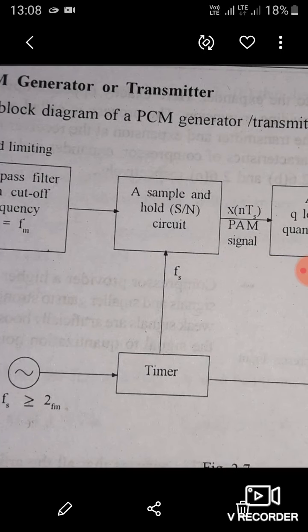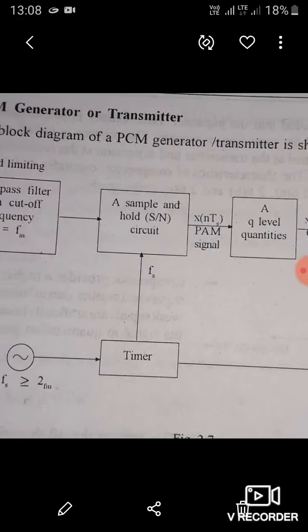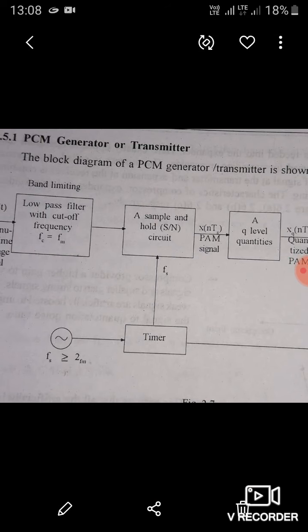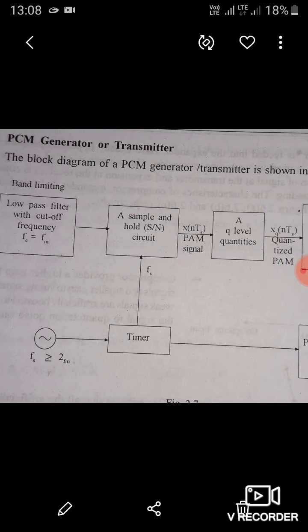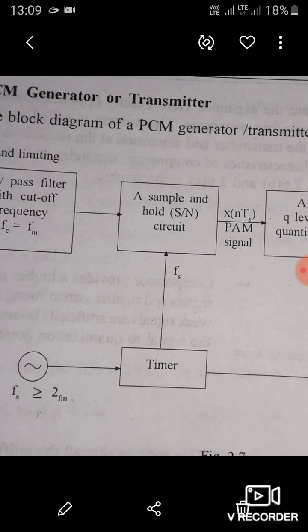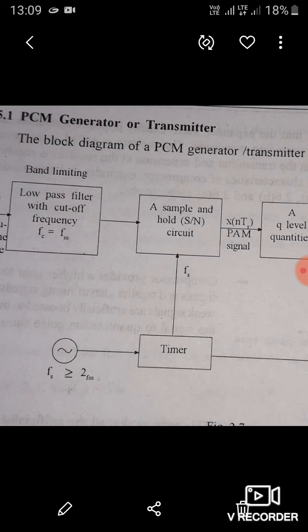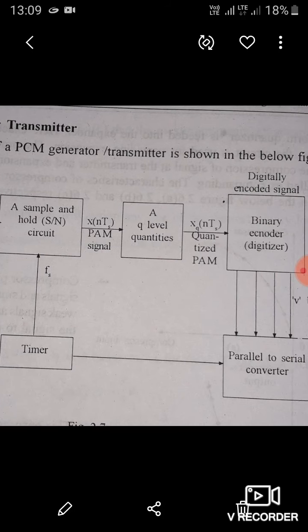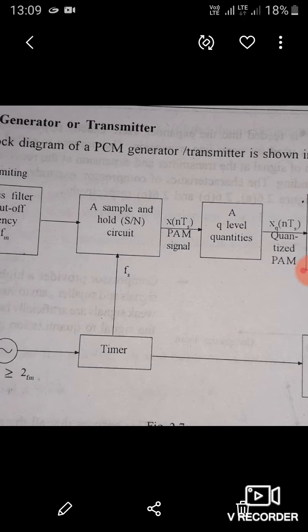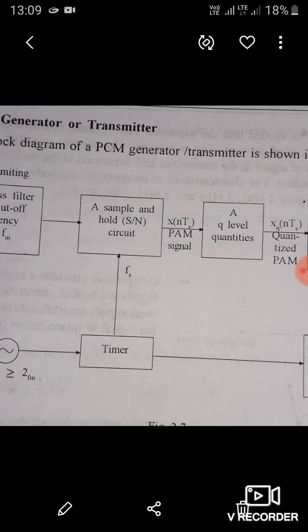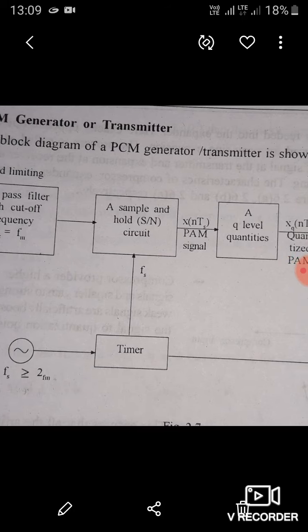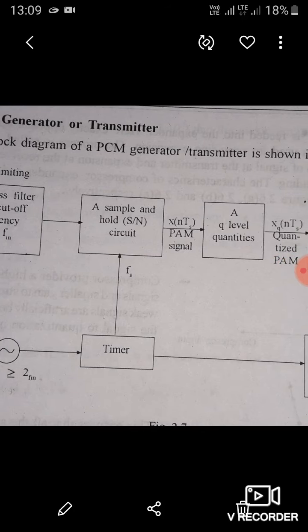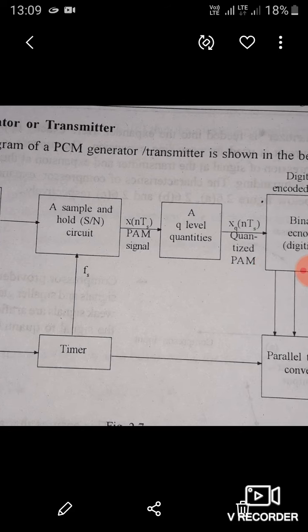Then that output is given to the sample and hold circuit, where the analog signal or the continuous time signals are converted into the samples. As you can see, this sample and hold circuit is working in synchronous with the timer. So this timer is used for obtaining the samples at discrete intervals of time.